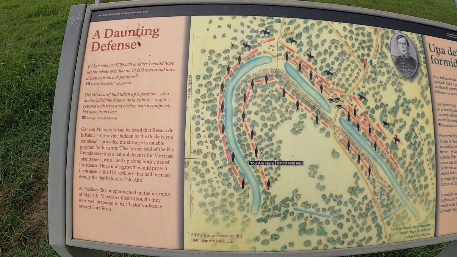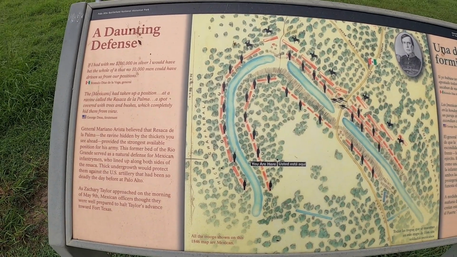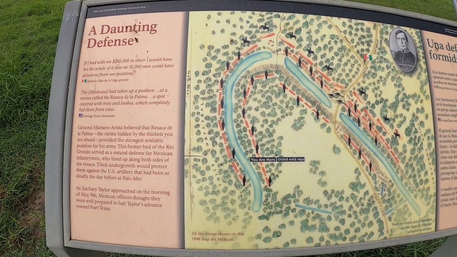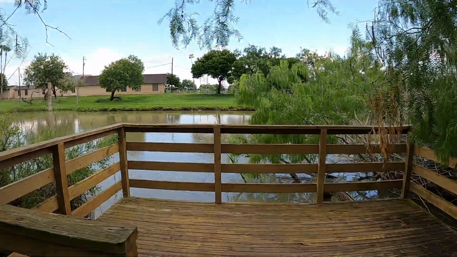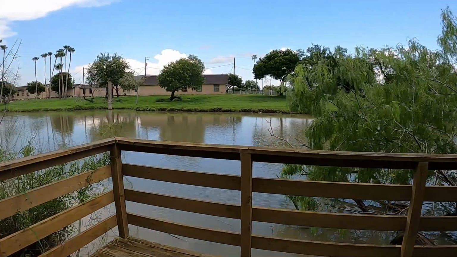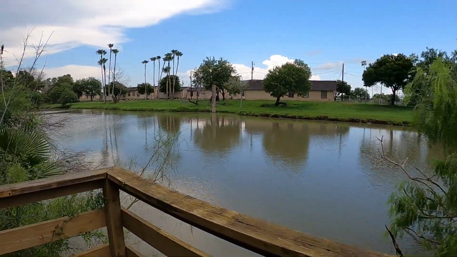So this map shows how the Mexican troops were positioned around the Resaca de la Palma as Zachary Taylor approached. So here's the Resaca de la Palma, the natural boundary around the edge of this battle site.